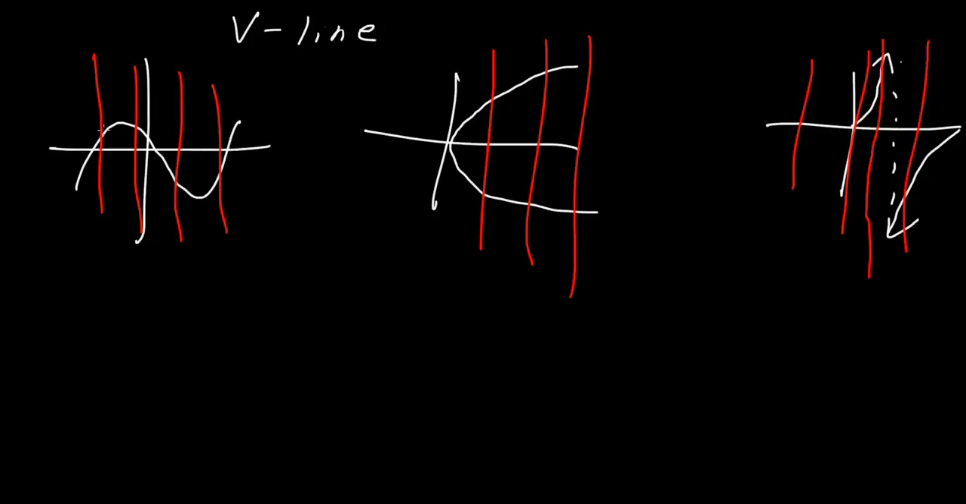Now if we look at the first one, you see that there's one crossing on that line, one there, one there, one there. So there's only one y value for each x value, which means it is a function. Here, on this line, we've got two crossings, which means it is a relation.